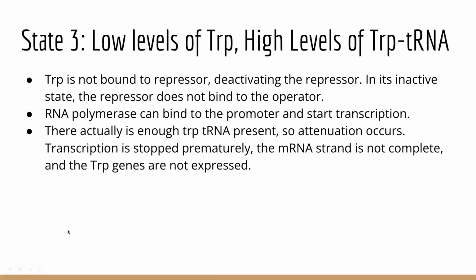In the third state, you have low levels of trip and high levels of trip tRNA, right? Because it used up all this trip to make the charged trip tRNA, and you haven't yet used that charged trip tRNA to make your proteins. In this state, the trip is not bound to the repressor still, so the repressor is still inactive.